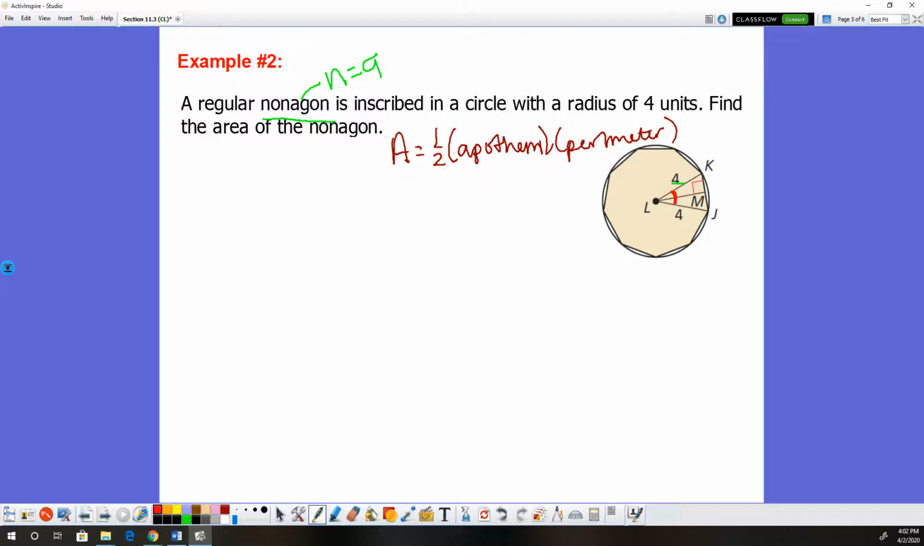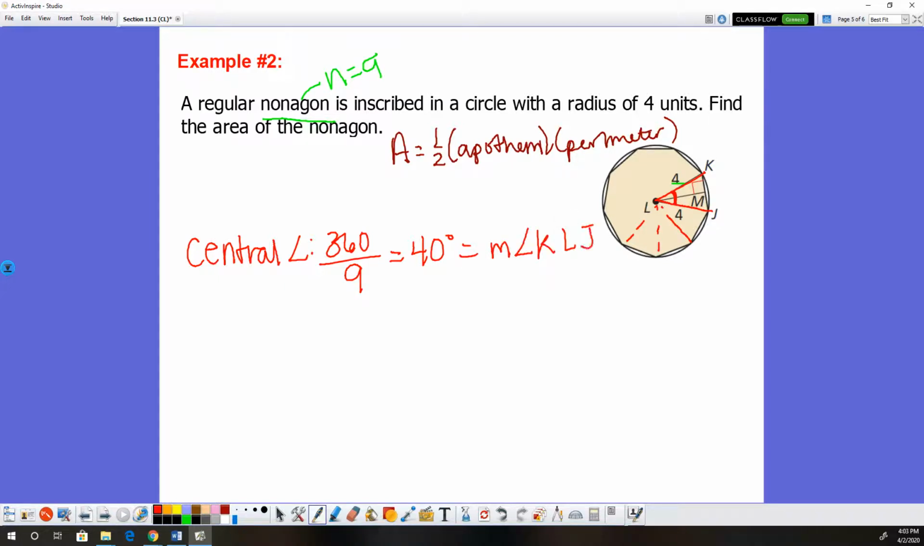Okay, so in order to do that, think of this as, well, how many of these pieces can I make? Well, if I were to draw here, here, all the way around, there'd be 9 total, because it's a nonagon, 9 sides. Therefore, that central angle, go ahead and write it, central angle is going to be 360 divided by 9, which is 40 degrees. So the measure of angle KLJ is 40 degrees. Okay, that's just one of the steps we have to do.